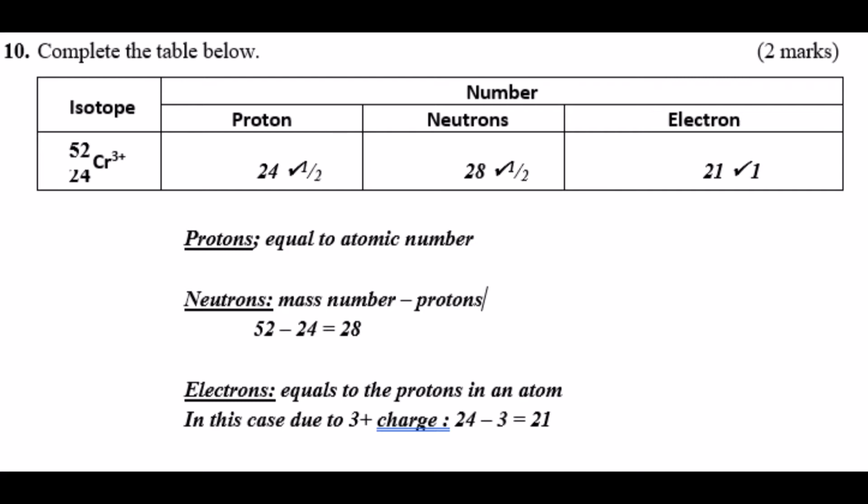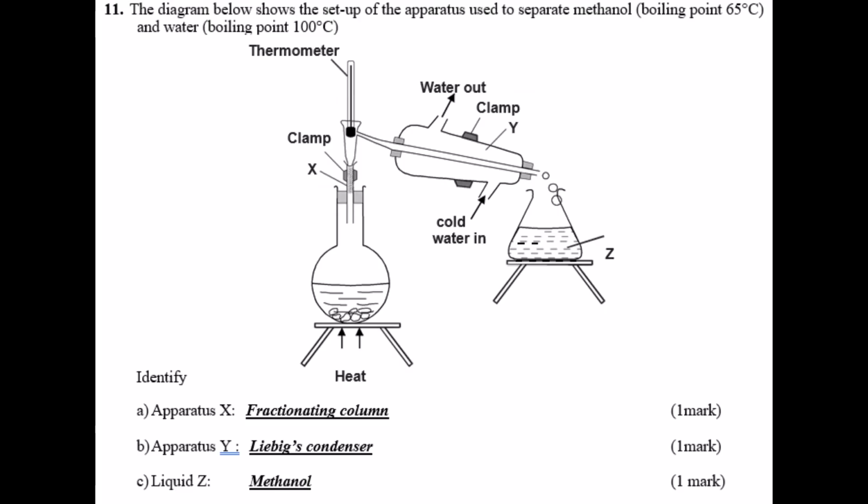And with the number of electrons, you'll be guided by the charge. Initially, the number of protons and electrons were equal in an atom. But in this case, with 3 positive, it means the particle lost 3 electrons. So with that, it will be 24 subtract 3 to get 21.